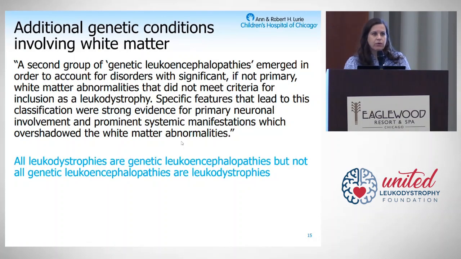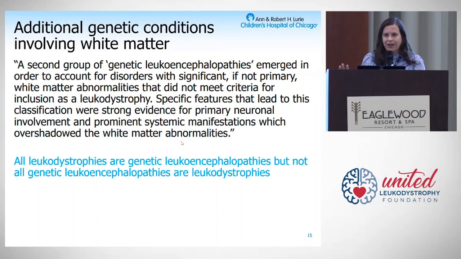And then they also looked at additional genetic conditions that involve the white matter, and they called these genetic leukoencephalopathy. So these are disorders with significant white matter abnormalities, but did not meet specific criteria for inclusion. Some of those had primary neuronal involvement, so the neurons were affected and not the axons, and so it was a different mechanism of action. And then they also excluded conditions in which the prominent systemic manifestations overshadowed the white matter abnormalities. So systemic diseases, maybe like mitochondrial diseases, where it wasn't just the white matter abnormalities.